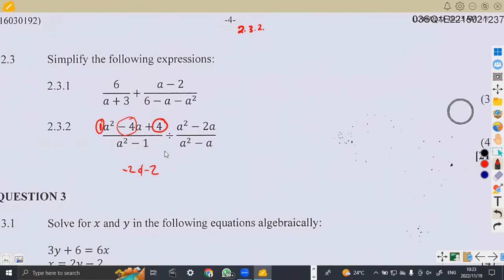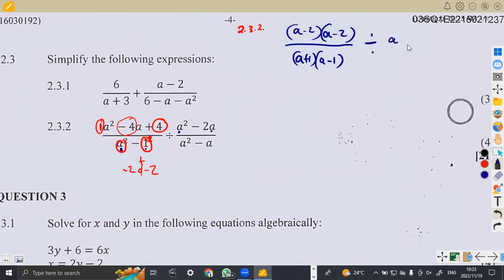Minus 2 times minus 2 is a positive 4. Minus 2 plus minus 2 is a minus 4. So these are the factors that we're supposed to use. So we've got a minus 2, a minus 2. Everything over here, we've got a squared minus 1. Remember, 1 can be written as 1 squared. So that's a difference of 2 squares. We've got a and 1. So we are going to have a plus 1, a minus 1, divided by the same; here a is common, so you can factor out a.